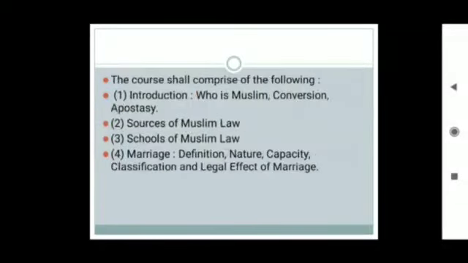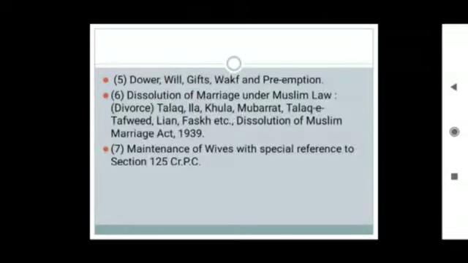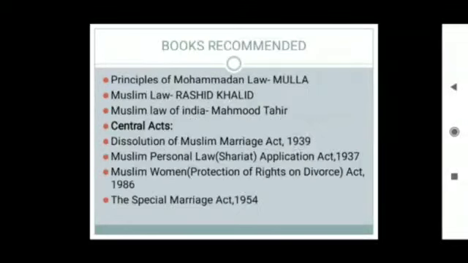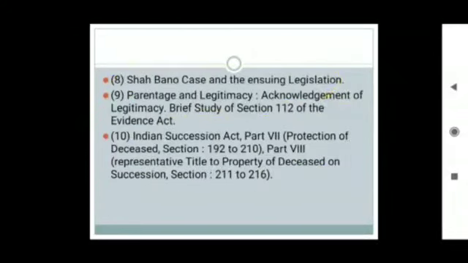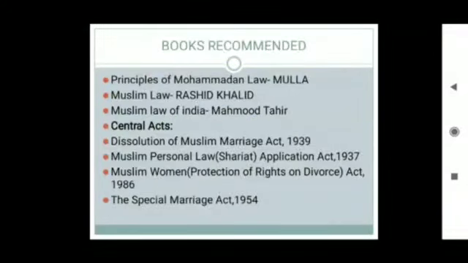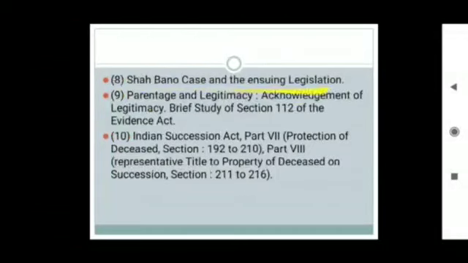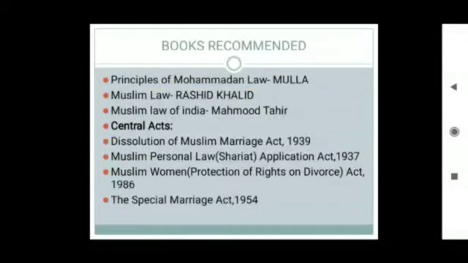We have 10 units and this is the whole syllabus. You can note it down, and these three books are recommended, and I would ask you to go for Principles of Mohammedan Law by Mulla.